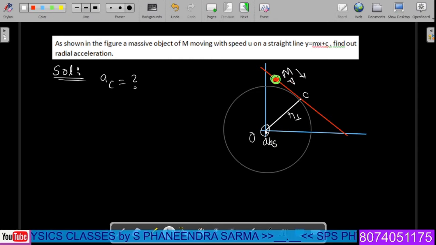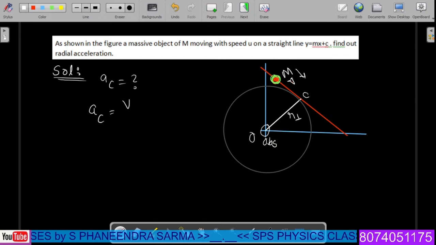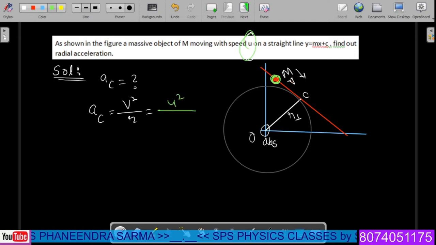Indirectly, with respect to the observer at a particular minimum perpendicular distance, we can see this object is moving along the tangential direction. The tangential speed according to the problem is nothing but v. Therefore, the centripetal or radial acceleration is given by AC = v square by r. In the question, the value of speed given is u. Therefore, you can write u square by r perpendicular.